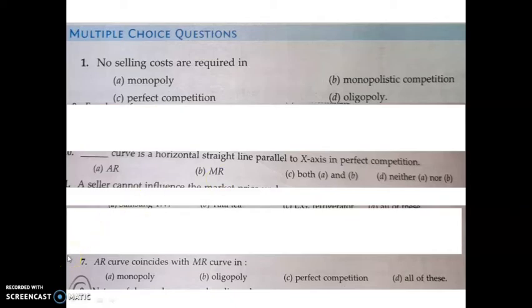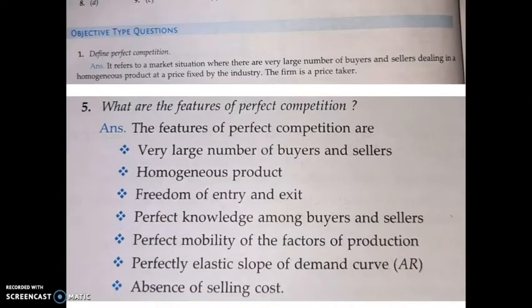The next question: the AR curve coincides with the MR curve in which market form? Obviously, we know that it is perfect competition. In perfect competition, the AR curve coincides with the MR curve. Here AR is equal to MR. Then there are some conceptual questions.